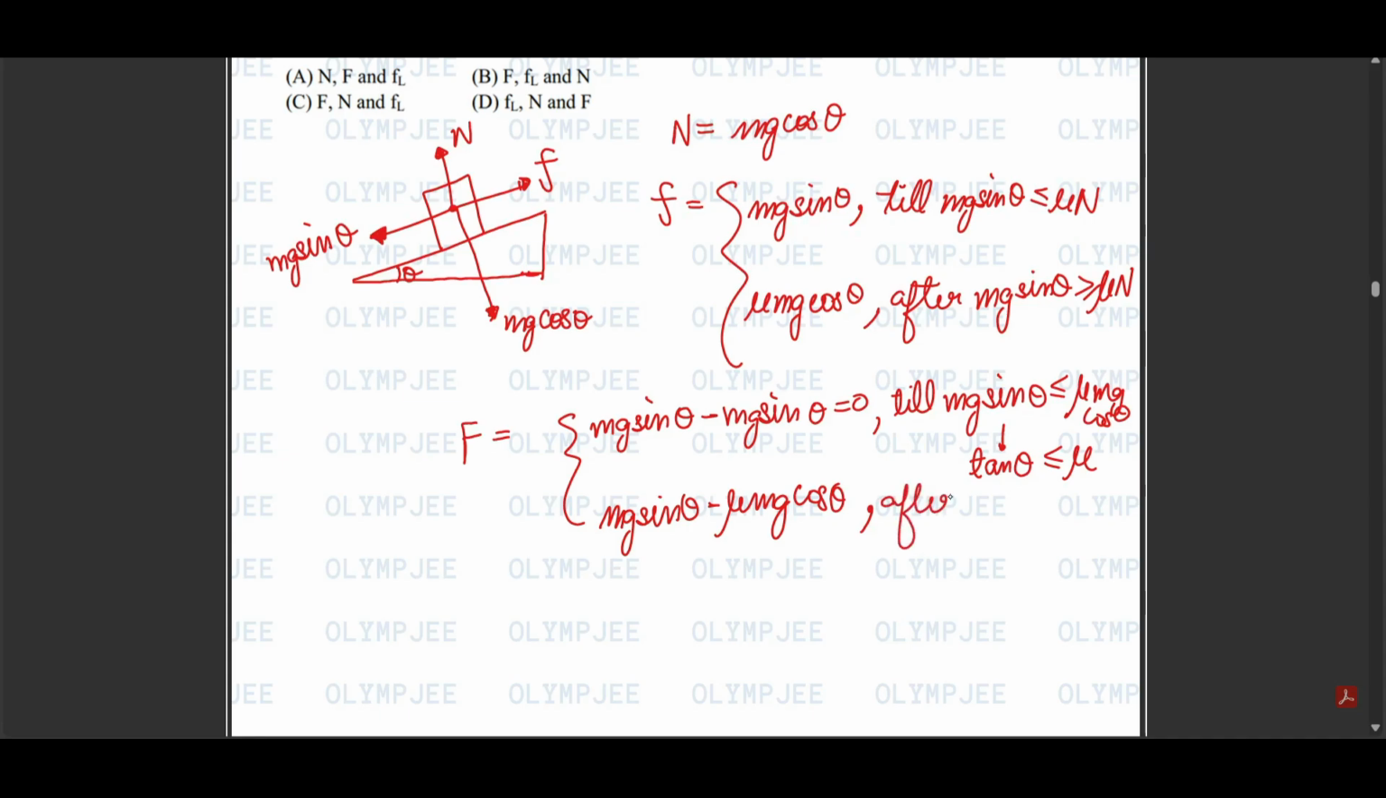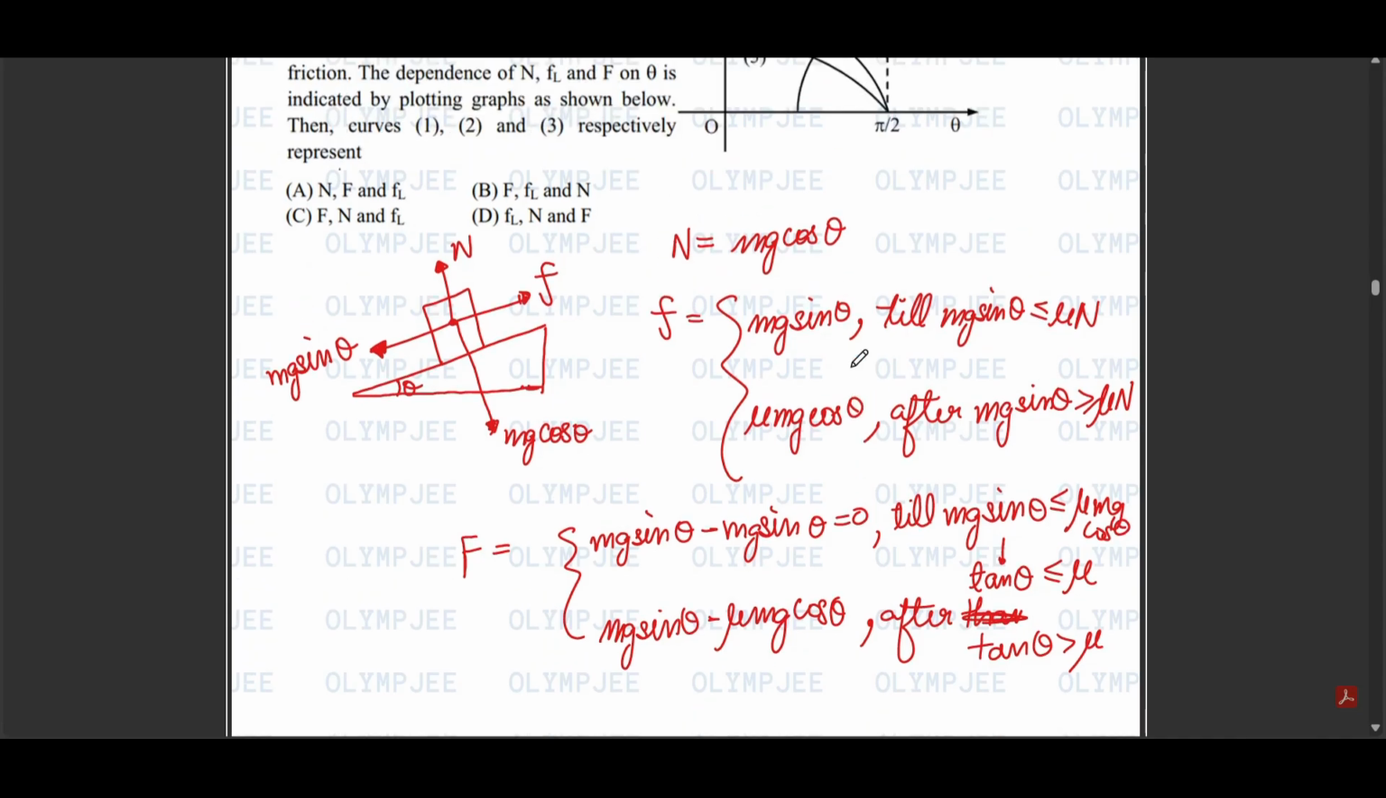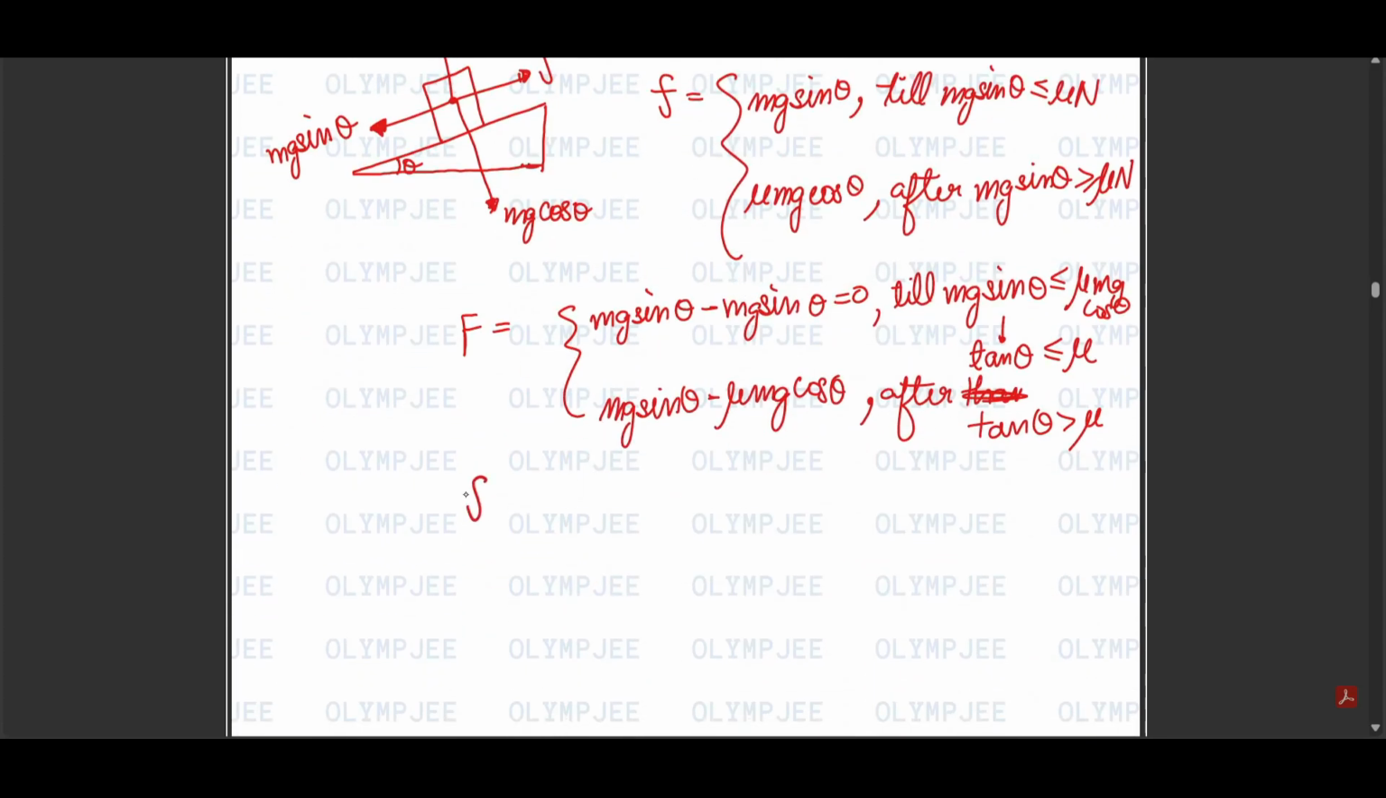after tan theta is more than mu, right? And F_L is not F. F_L is the limiting friction, and limiting friction is fixed as mu mg cos theta.